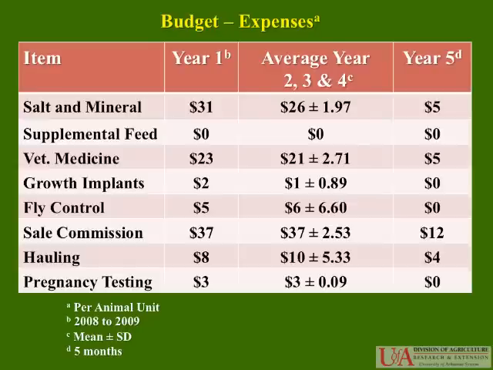Vet medicine runs right around $20 an animal unit. Growth implants is a very cost-effective practice. Fly control varies from year to year. It all just depends upon the rain and the flies, and just what you really need to do. So that's quite a variation from year to year. Sales commission. There is not per animals that you sell, it's per animal units grazing on the farm.